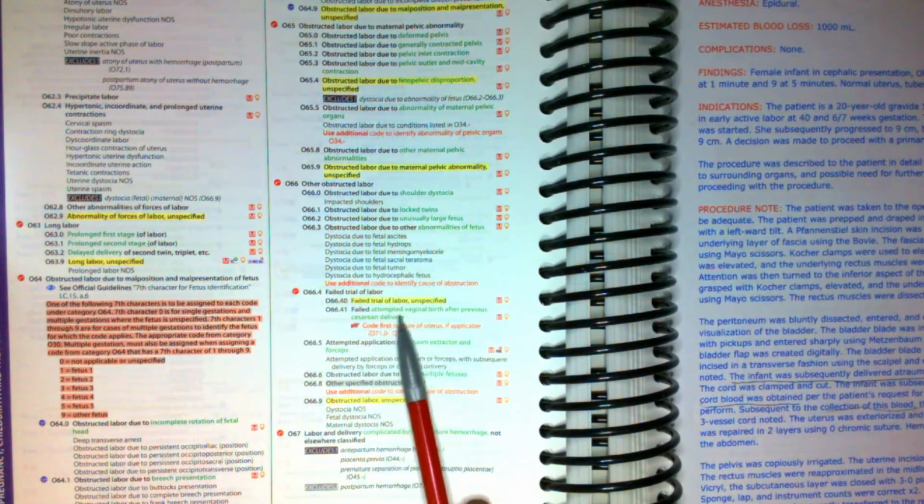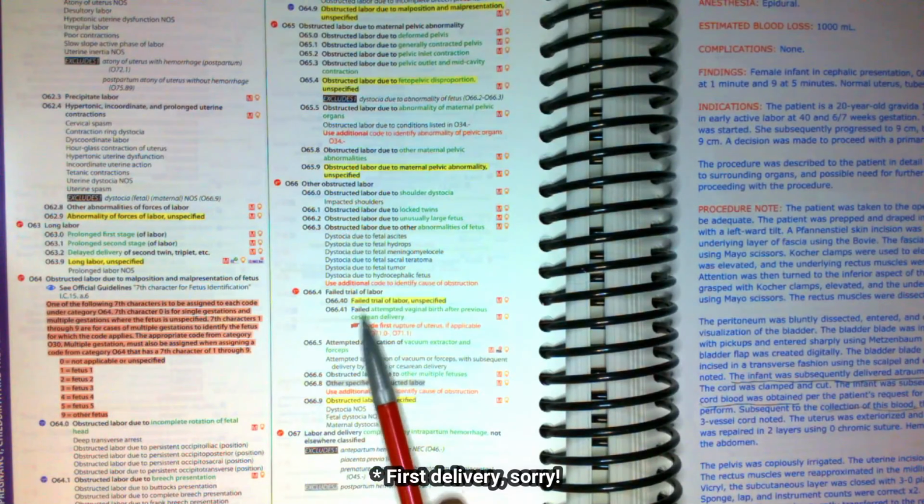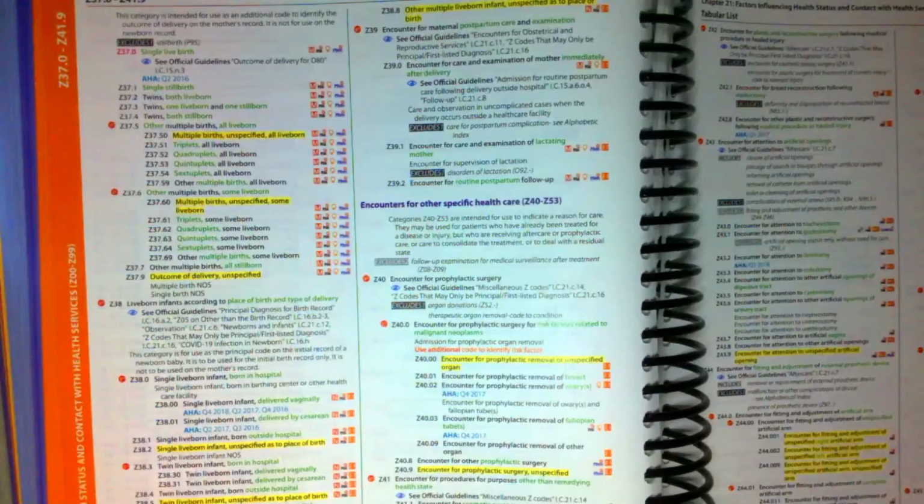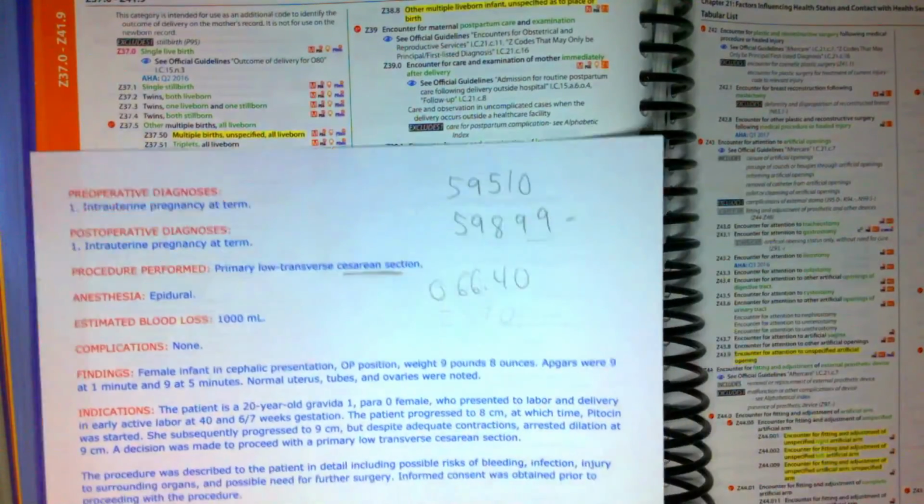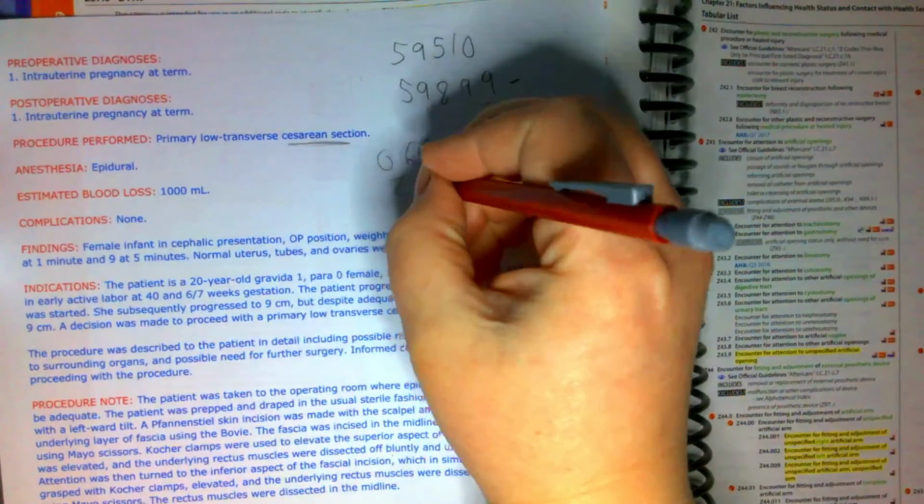It definitely wasn't the attempted vaginal birth after previous cesarean, because this was the patient's first pregnancy. And it says here, code first, rupture of uterus if applicable. That wasn't this situation, so we're going to use the O66.40. And then we need our outcome of delivery. So this was a single live birth, the Z37.0.